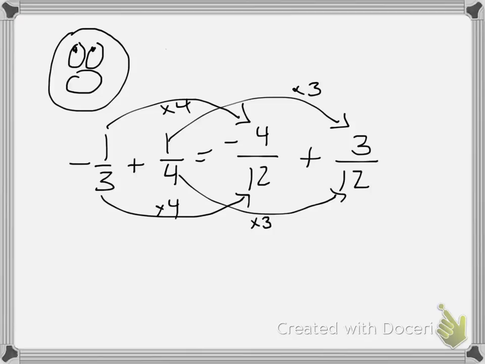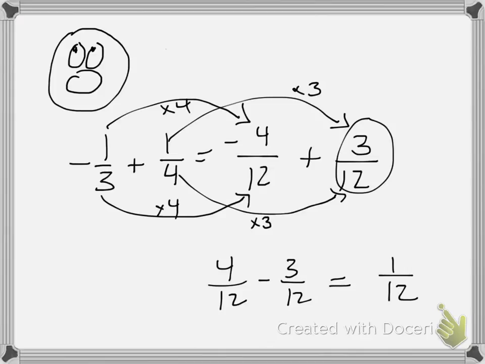Well, when I'm adding numbers and one of them is negative, I have to subtract and keep the sign of the larger digit. So I really have 4/12 minus 3/12, which would be 1/12. And then I have to look back and say, which of these was my larger digit? And it was the 4, and that was negative. So in the end, my final answer is negative 1/12.